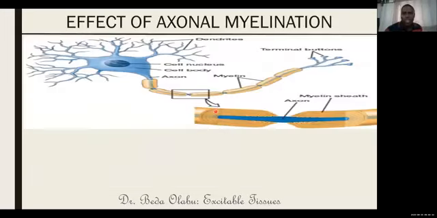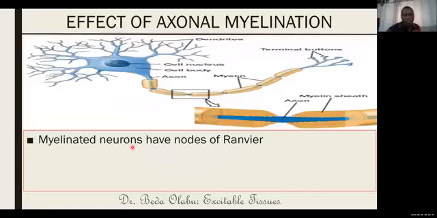What is the effect of actually myelinating an axon? Now, myelinated neurons have nodes of Ranvier. Consider this to be a myelin sheath, and this is another myelin sheath. Doesn't matter whether it is within the central nervous system or in the peripheral nervous system. We'll have a node of Ranvier there.